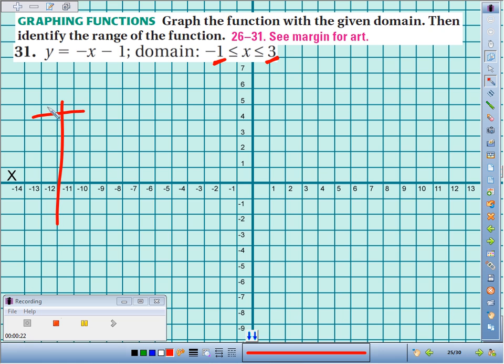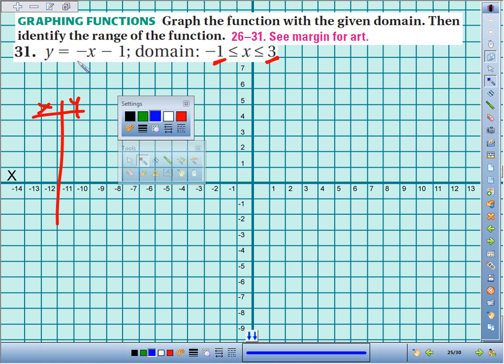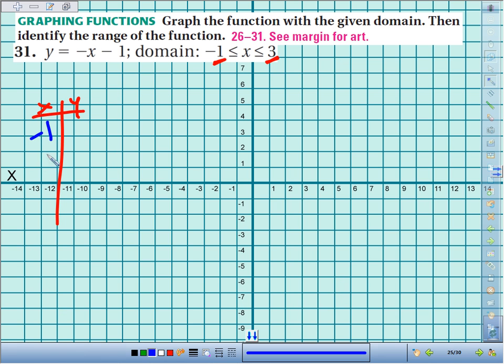Make our table of values. The nice thing is they already solved y by itself, so I just have to plug in some x values. If you have a special domain, you always want to select the endpoints. So you want to pick x is negative 1, you want to pick x is 3, and then I like to pick one more point to make sure I've got everything lined up. Give me a value between negative 1 and 3.